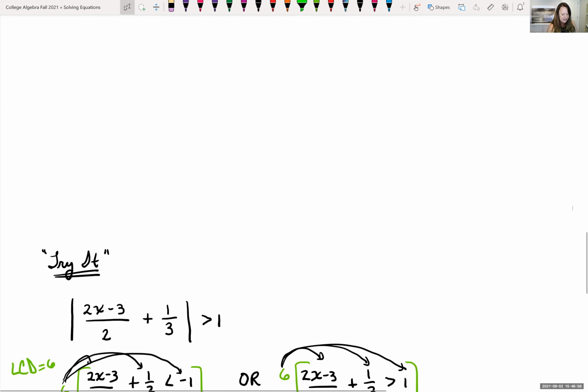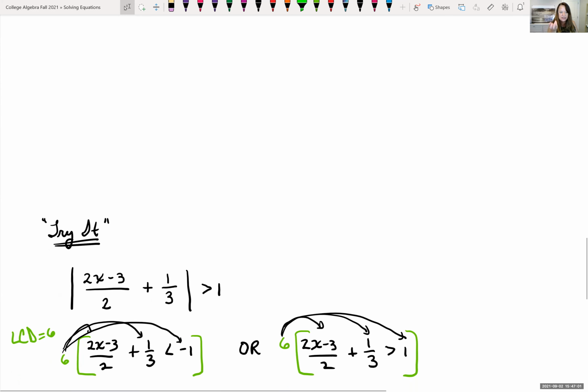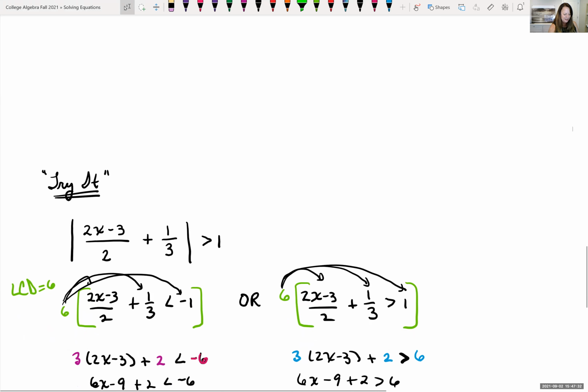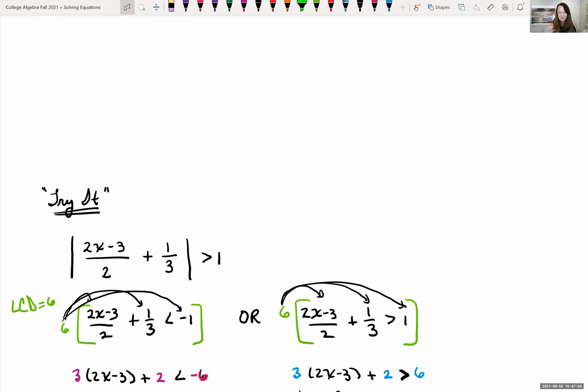So to drop it, I'm setting what's inside the absolute value less than the negative of the other side, so -1, and what's inside the absolute value greater than, in this case, 1. Inside the absolute value, we have fractions. So I found the LCD, and in both cases it's 6, and distribute 6 to both sides of the inequality. I did do them differently, but they're next to each other side by side. So let's just kind of walk through them each.